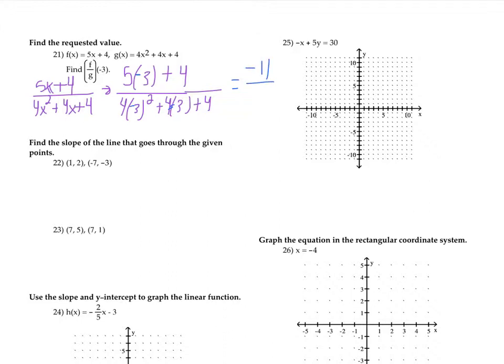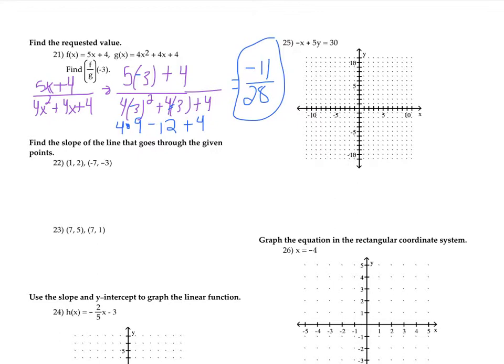Here we would do the -3 squared first, so that's 4 times 9, minus 4 times -3 is -12. 36 minus 12 plus 4 is 28. -11 over 28 is our answer.